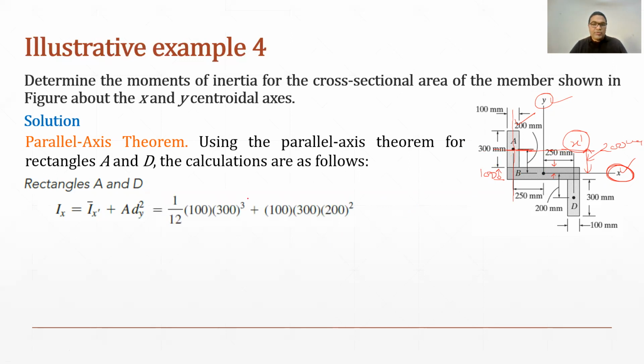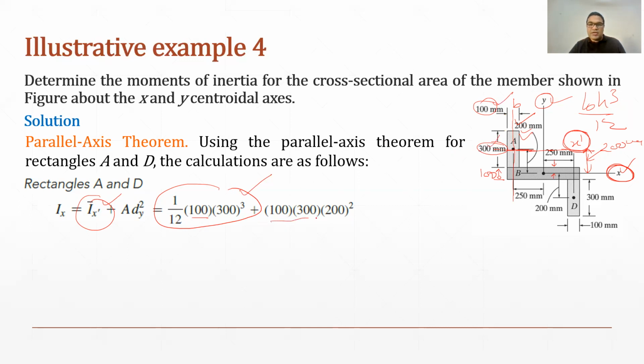Now here you can see, moment of inertia of this rectangle about the x-axis will be bh cube by 12. Considering b for this rectangle as 100 mm and d, or h, as this one, so putting the values here. And the area of the rectangle is 100 into 300.